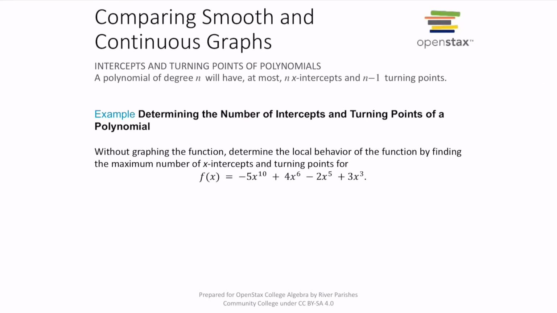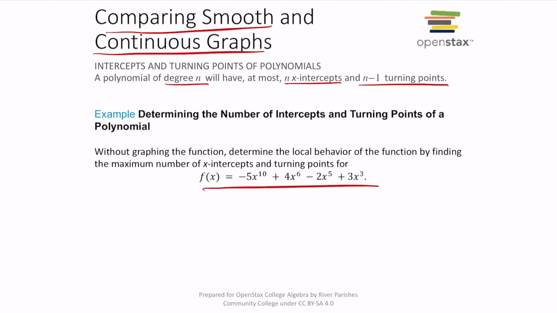Next, how to identify comparing the smooth and continuous graphs. A polynomial of degree n will have at most n x-intercepts and n minus 1 turning points. What does it mean? For example, let's take this polynomial here. They're asking us to determine the local behavior of the function by finding the maximum number of x-intercepts and turning points. If you have a power function, the degree is the main thing we're looking at. Degree n is the highest power, 10.